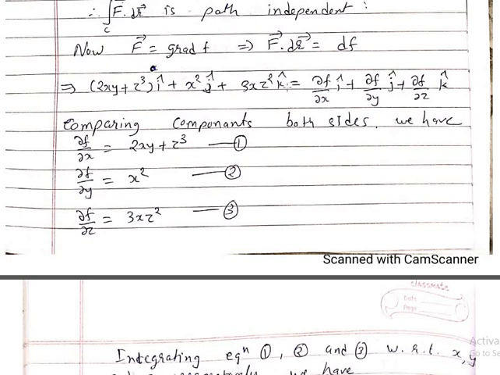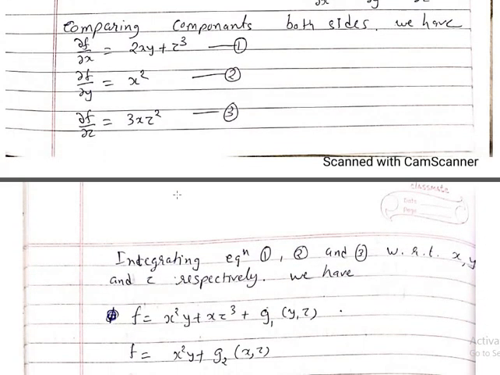plus 3xz square k, is equal to, by the definition of grad f, del f by del x i plus del f by del y j plus del f by del z k. Now what we are going to do is compare the coefficients on both sides, that means the i component, j component and k component. That will give you del f by del x is equal to 2xy plus z cube, del f by del y is x square, and del f by del z is 3xz square.